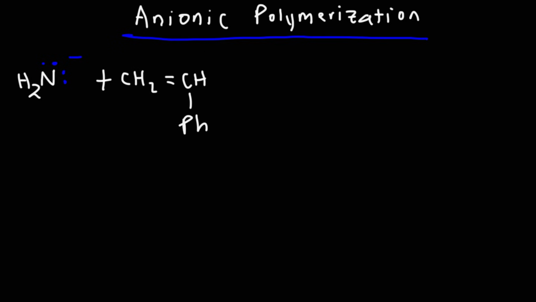Now remember, it's the nucleophile that attacks the electrophile. In cationic polymerization, the monomer, the alkene, was the nucleophile. In anionic polymerization, this is the nucleophile. So we're going to start the arrow from there. It's going to attack the CH2 group, and it's going to put a lone pair on the benzene ring.